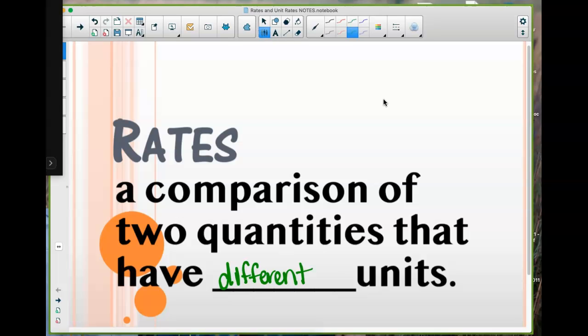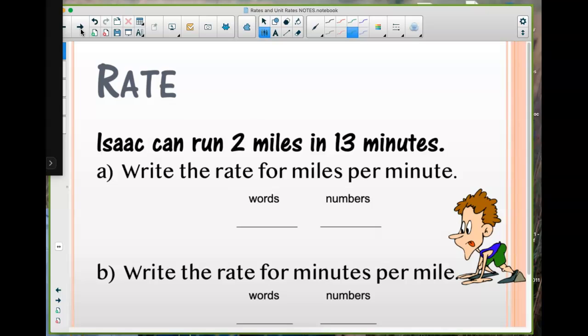Okay, so what I mean by this is we're going to look at rates as comparing things like miles to gallons, or dollars to ounces. So we're having different units. We're looking at miles and gallons. We're looking at dollars and ounces. We're not comparing the same thing. We're not comparing ounces to ounces. We're comparing different units. Okay? So that's going to look like this.